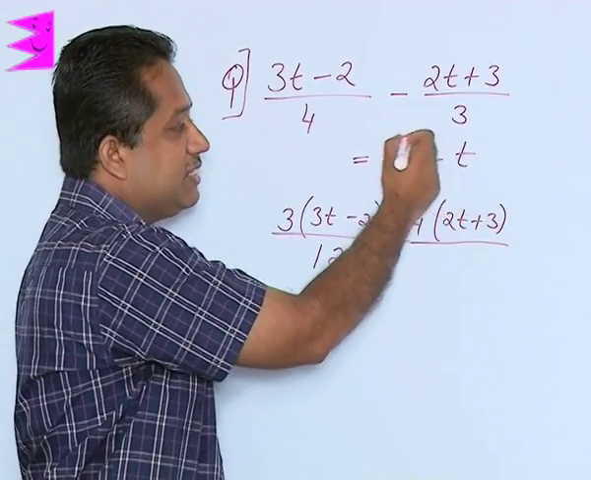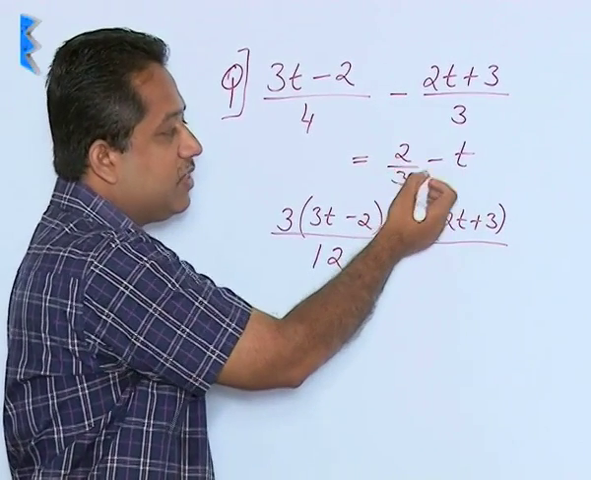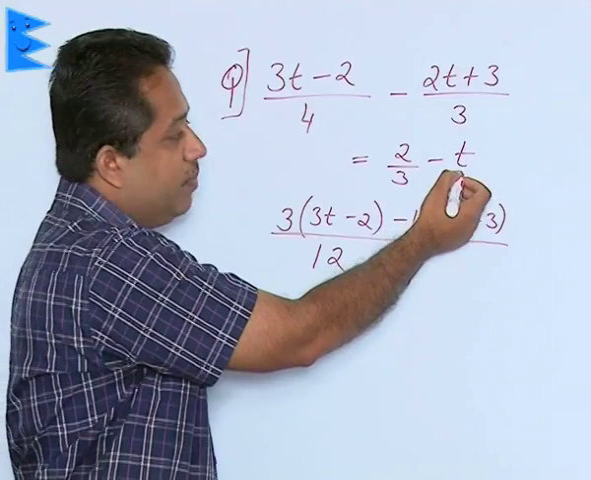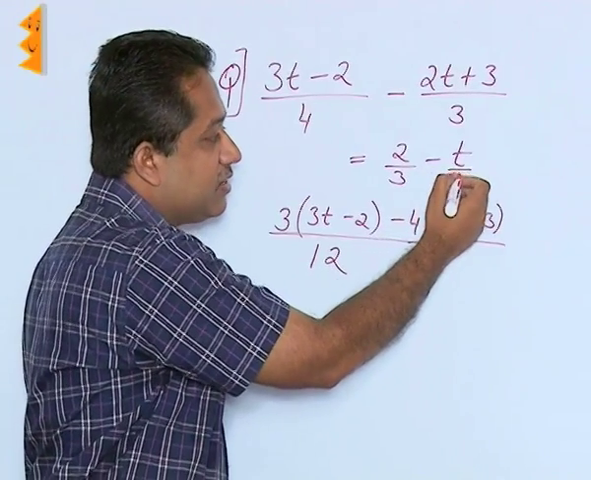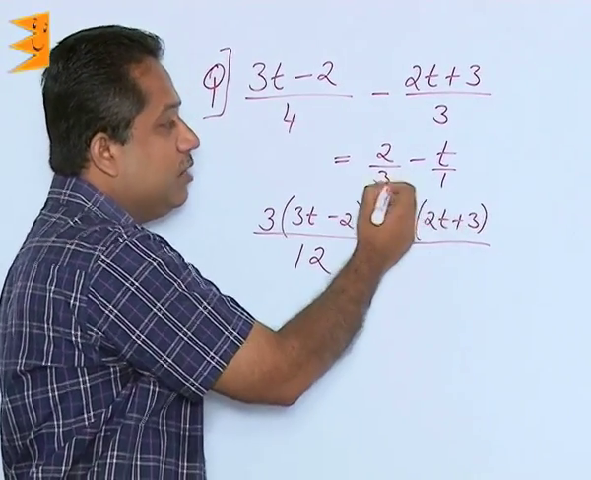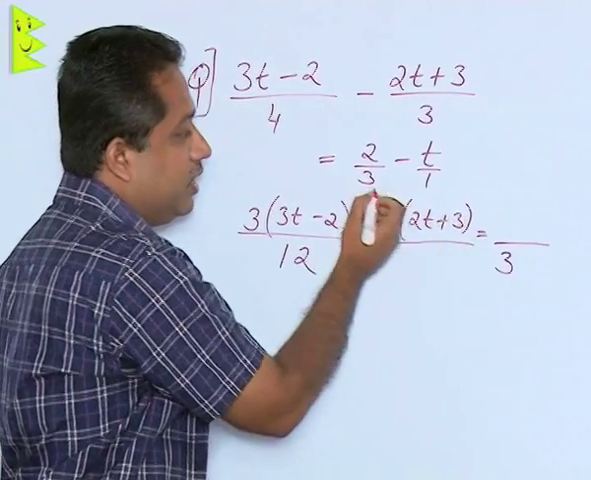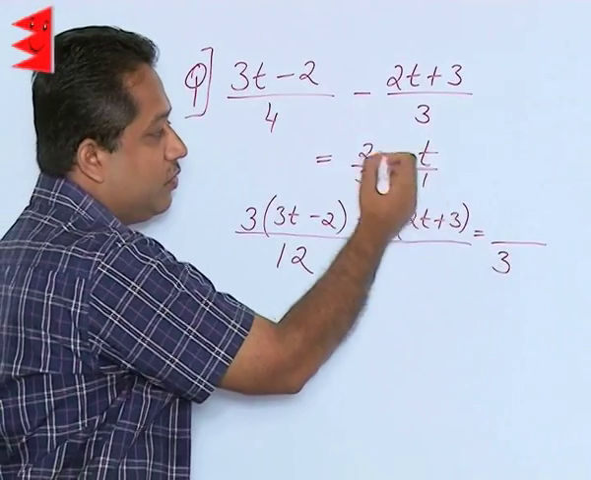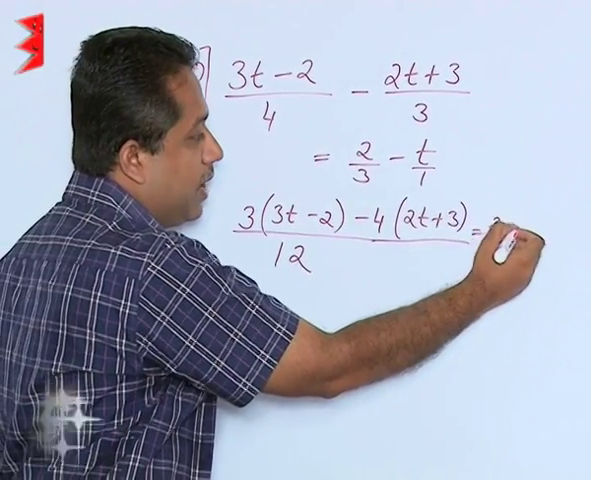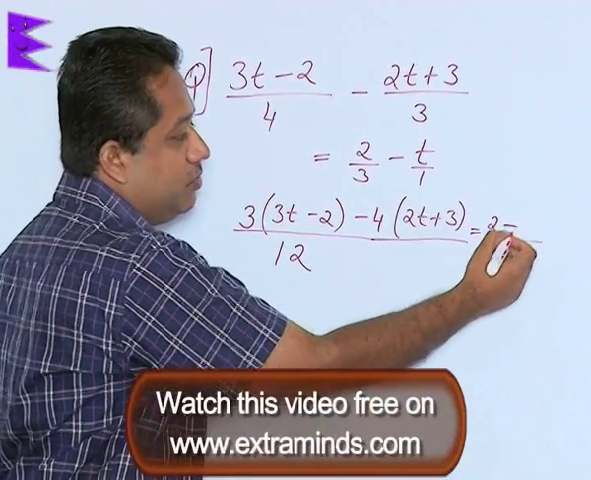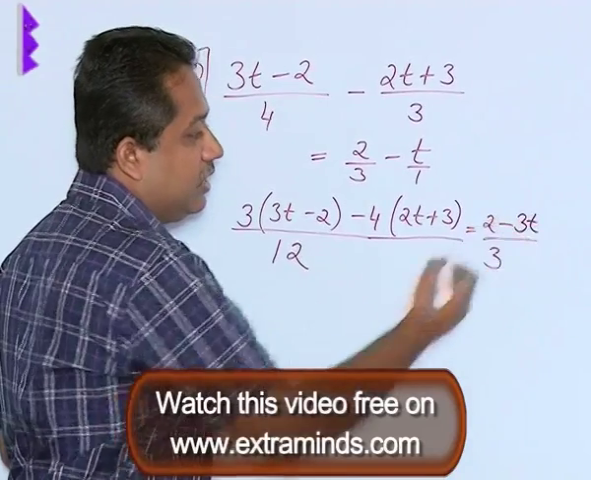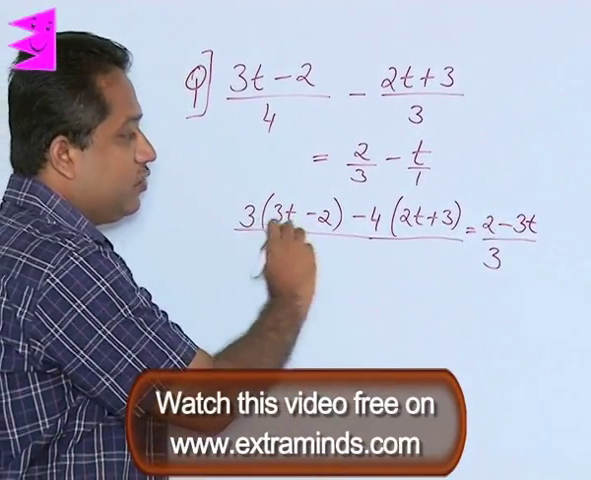Meanwhile, on the right side we are having an expression 2 by 3 minus t. The denominator is not there, so we can write it as t upon 1. So, the LCM of 3 and 1 becomes 3, and here 3 goes 1 times. So, 1 into 2 is 2, minus 1 goes 3 times. So, this is 3t. Now, how do we solve this expression?